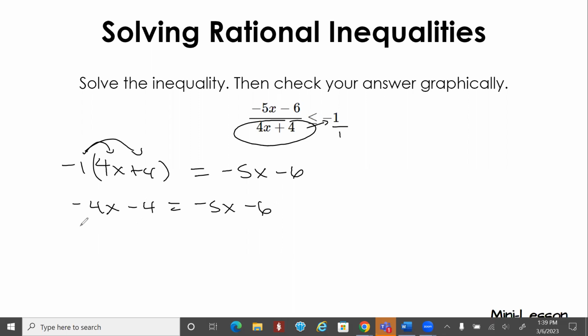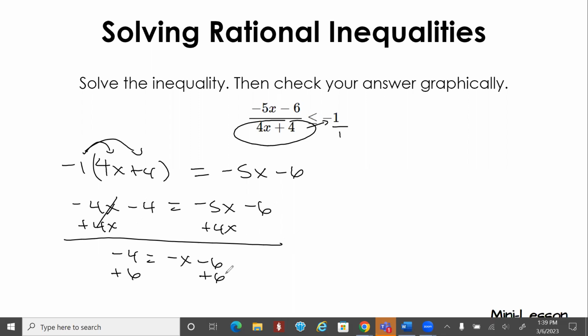We're going to get our x's on one side, numbers on the other. So we're going to add 4x to both sides. And so that's going to give me -1x minus 6. We're going to add 6 to the other side. And so that's going to give me 2 equals -x. We'll divide by -1. So x is going to equal -2.